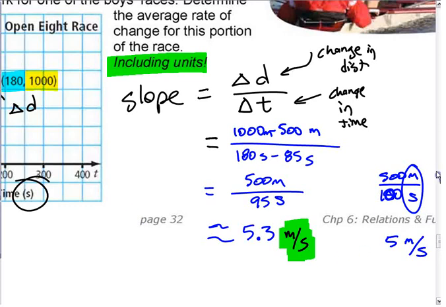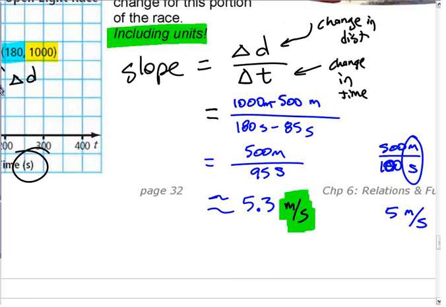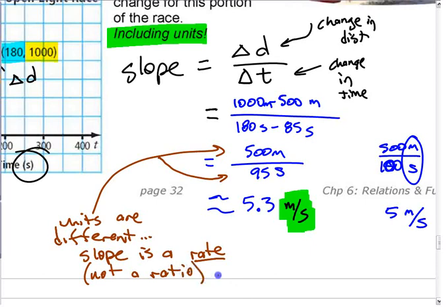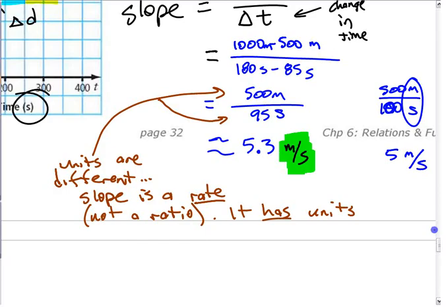The units are different here, right? Let's put a note here that these two things have different units. Units are different. That means the slope is a rate, not a ratio. Slope is a rate, not a ratio. It has units. What are the units here again on the slope?